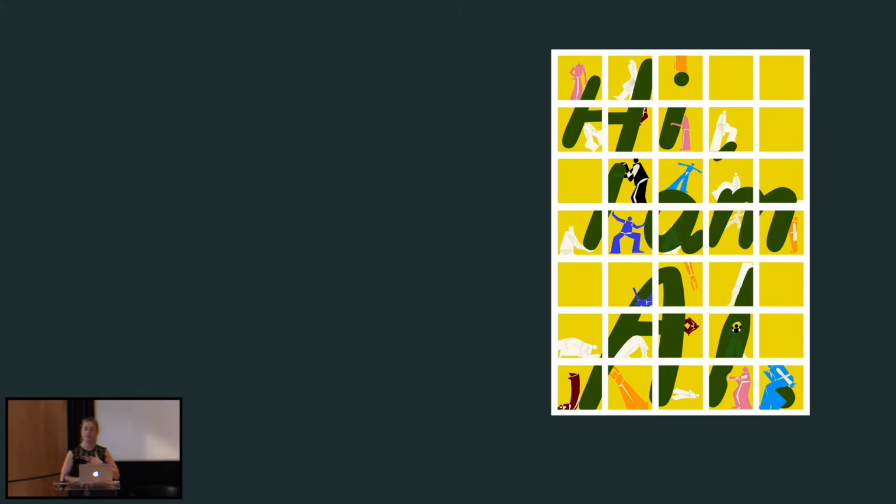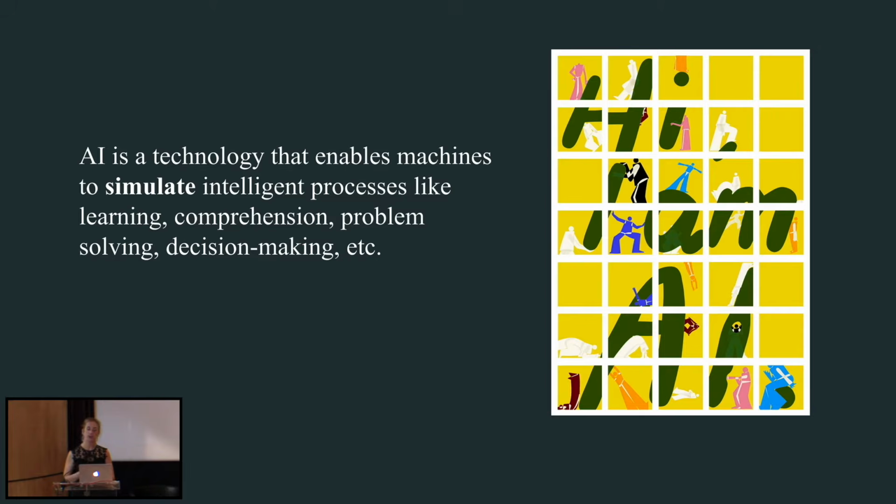But the way that I define AI personally, and I think a lot of people do as well, is technology that enables machines to simulate, so mimic, intelligent processes like learning, comprehension, problem solving, decision making, etc. So it's really a matter of machines that have a way to mimic intelligence and don't necessarily have intelligence. This is a point of debate.